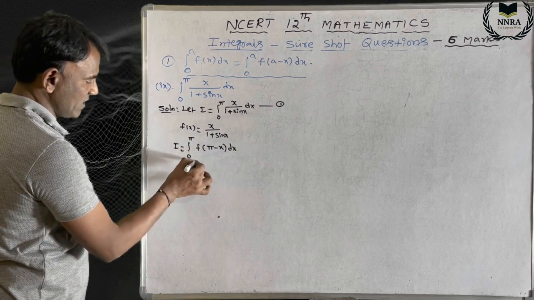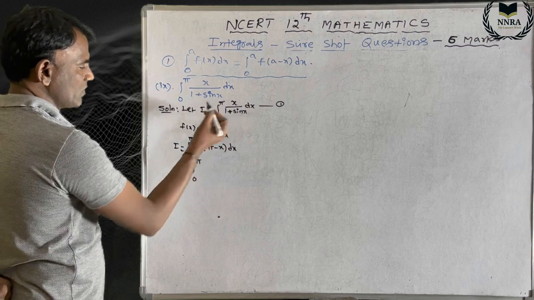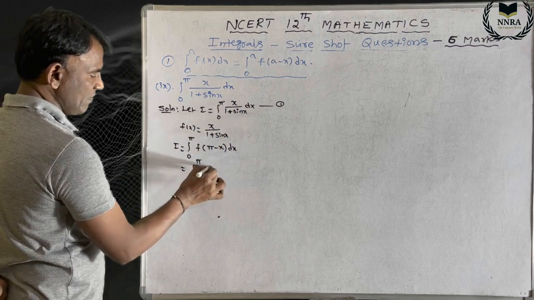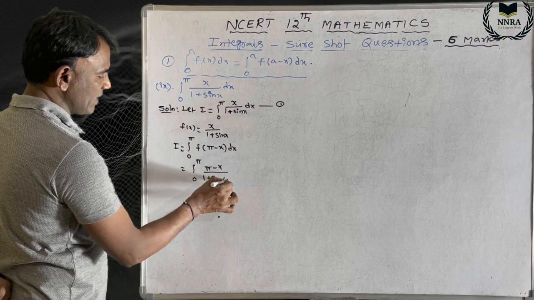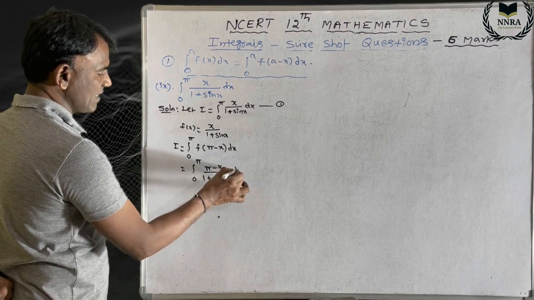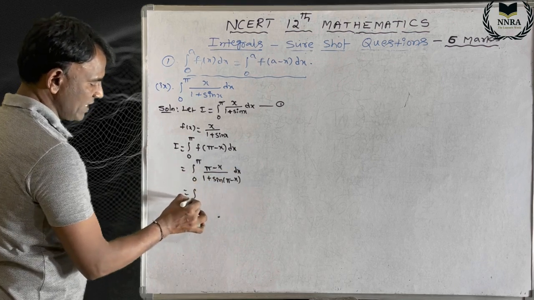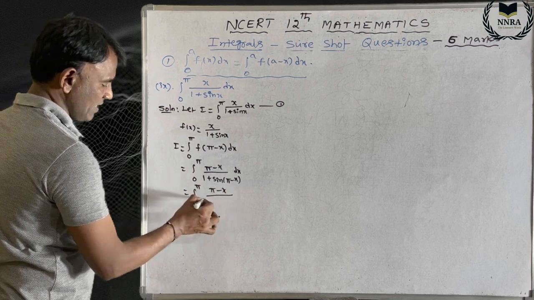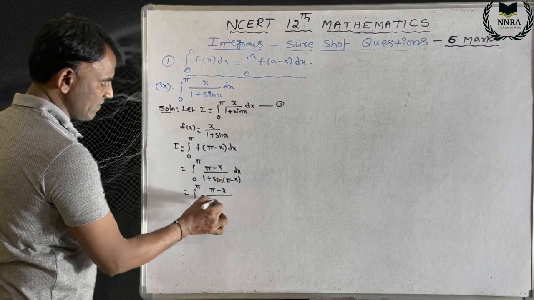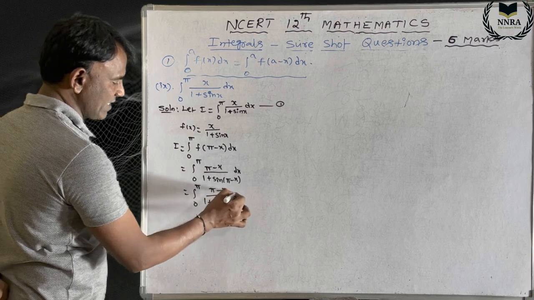That equals integral 0 to pi, (pi minus x) divided by 1 plus sin of (pi minus x), then dx. Now numerator is same, don't change that. So pi minus x. And coming to the denominator, sin of pi minus x is equal to sin x only.